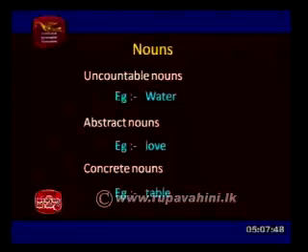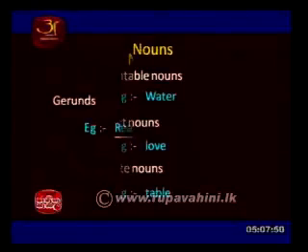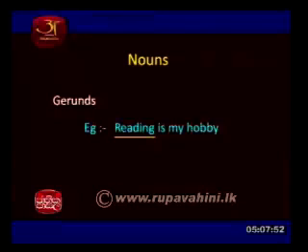And children, there is another one, gerunds. Now look at this example. Reading is my hobby. Now normally with the ing form, you know that it is a verb. But here, reading comes as a noun.